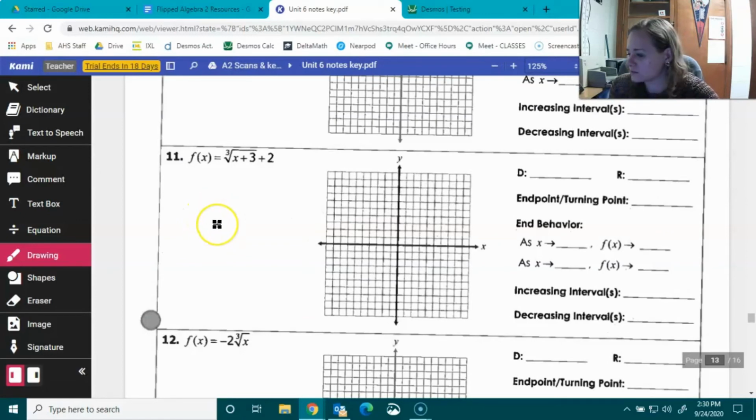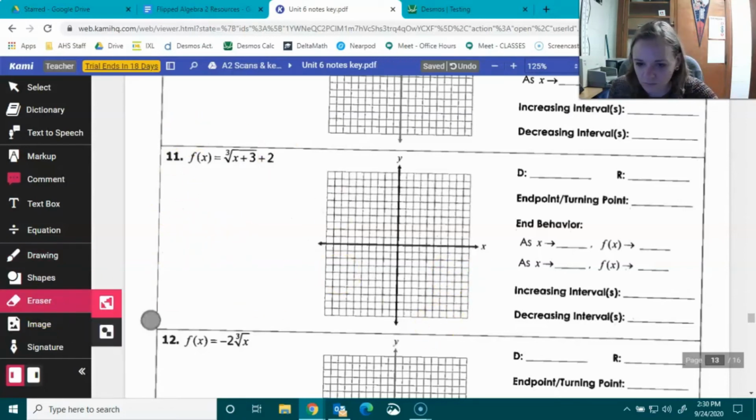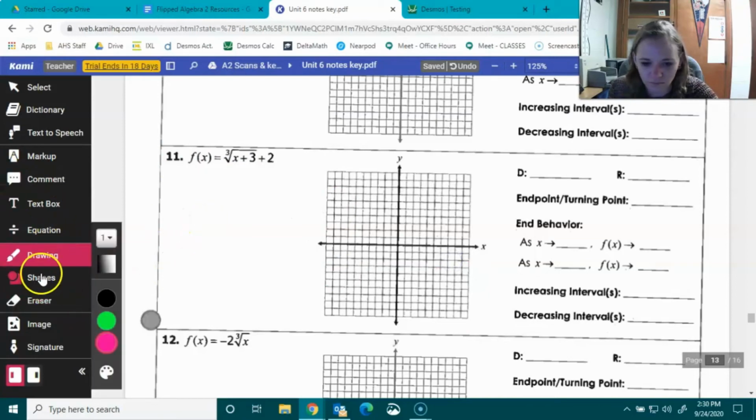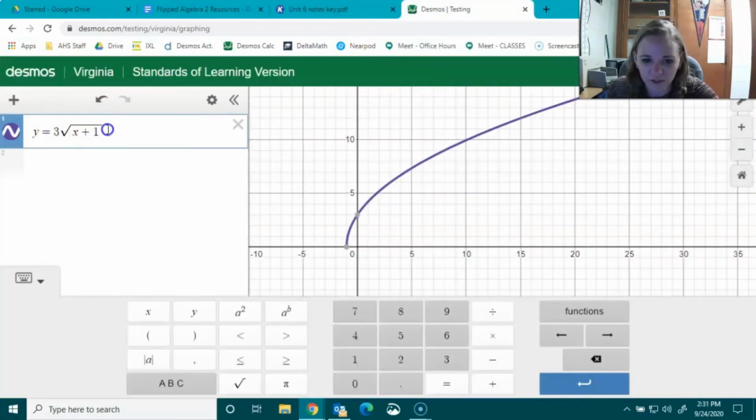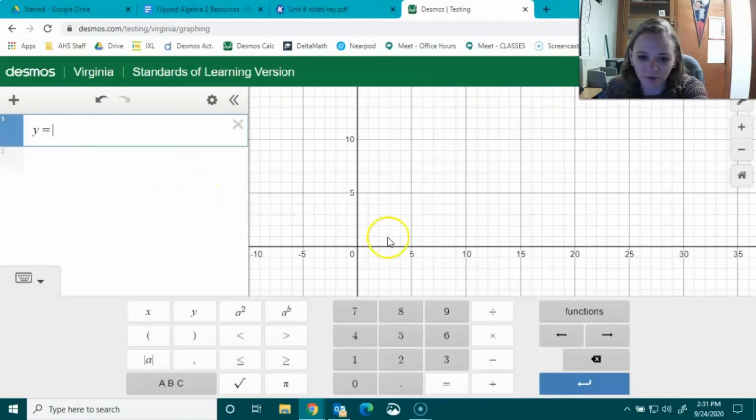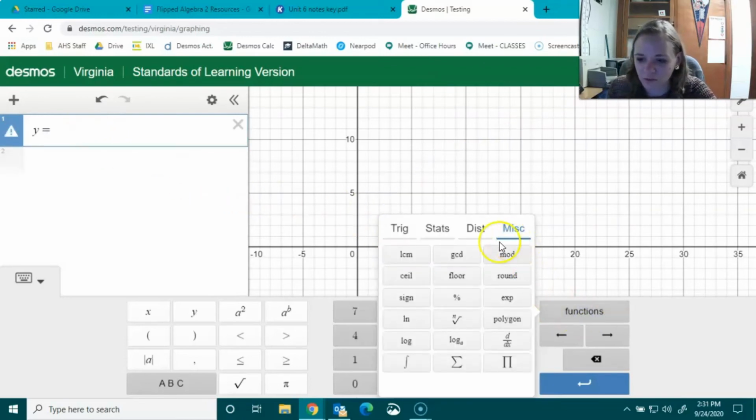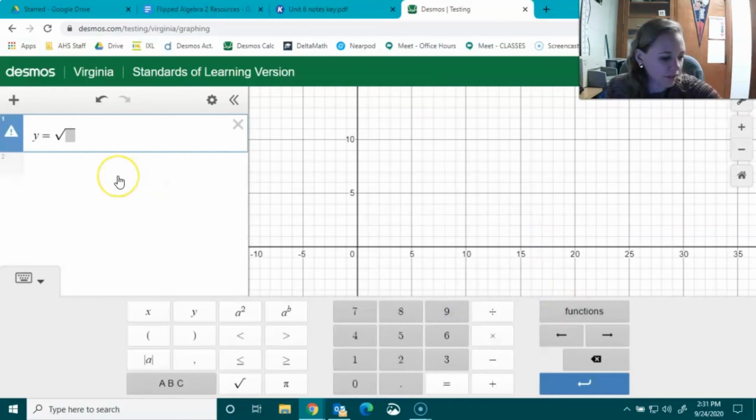Let's start with 11. All right, so radical, oops, I'm going to Desmos. Forgot what I was doing. All right, f of x, so y is equal to the third root of x plus 3. So I'm going to have to change my root out. Remember, you go to function and this button. On the handheld calculator, your third roots are under math. Let me double check. Yeah, push math, and then you'll see it is number 4.